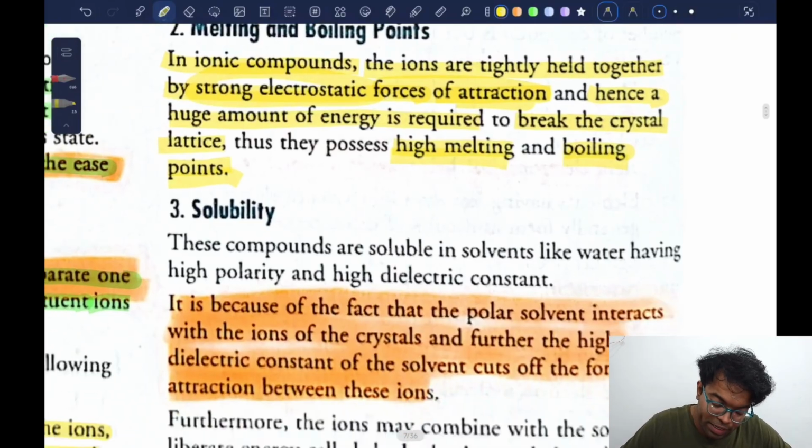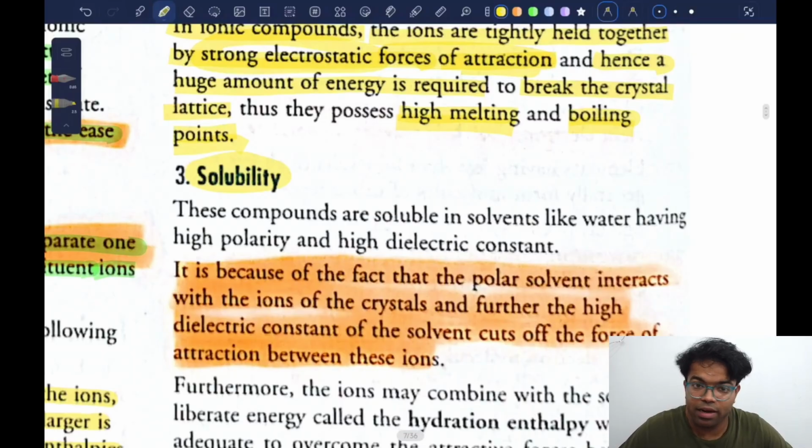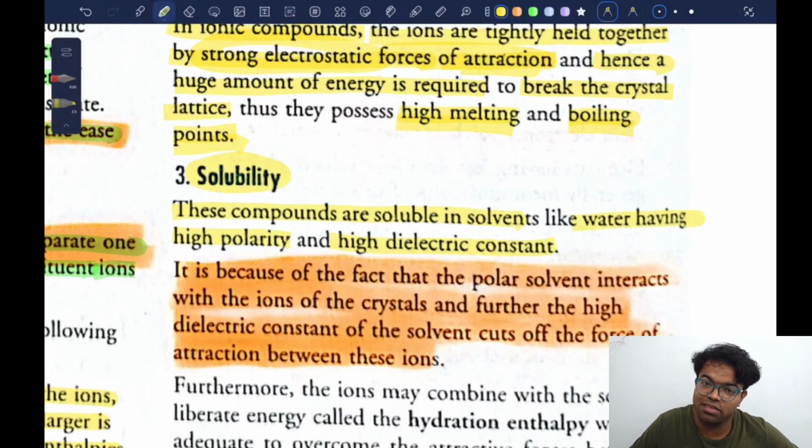Next comes solubility. These compounds are polar in nature. Okay, right? There is a positive center and there is a negative center. Water is also a polar solvent. They will easily be able to dissolve in water. The compounds are soluble in solvents like water, having high polarity and high dielectric constants. Any polar solvent you take, they will easily get dissolved in them.